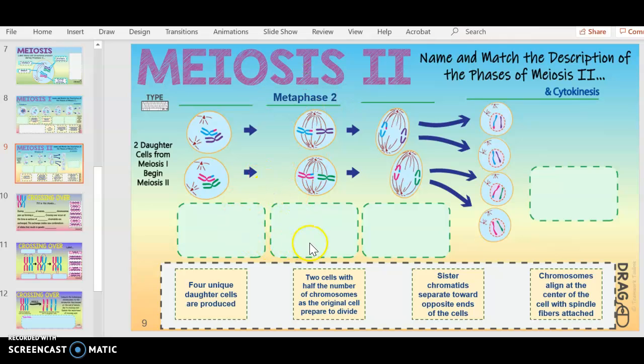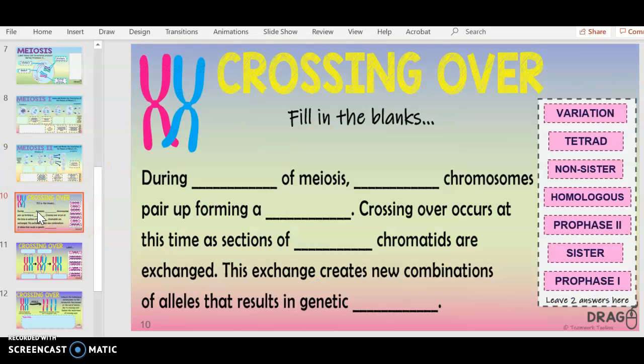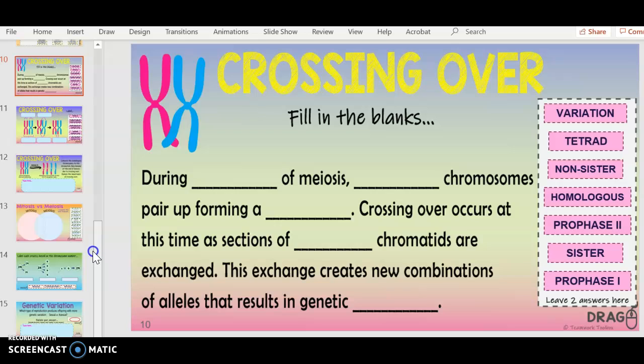Okay, and then you're going to drag these where they go. So, for example, 4 unique daughter cells are produced. Well, that's right here at the end, right? 1, 2, 3, 4. So finish that guy up. Then we go into crossing over.